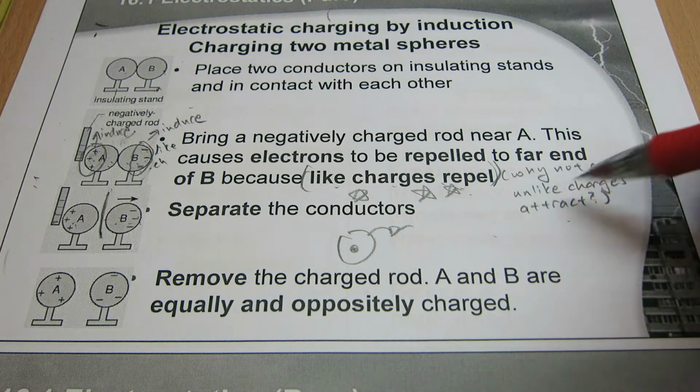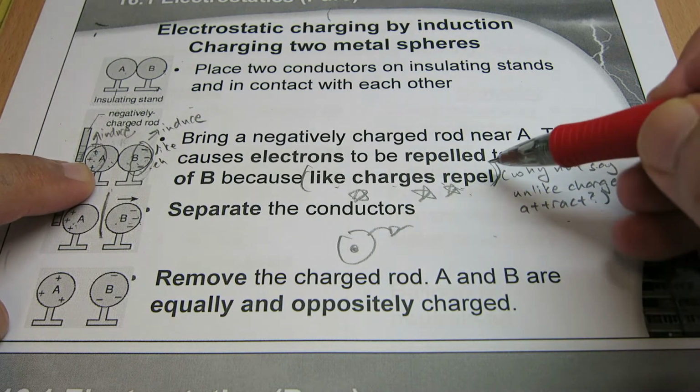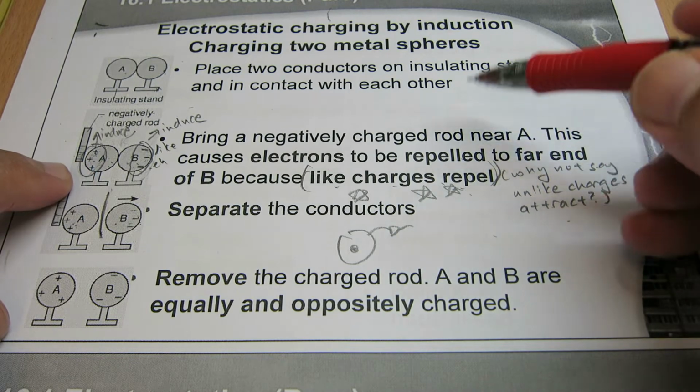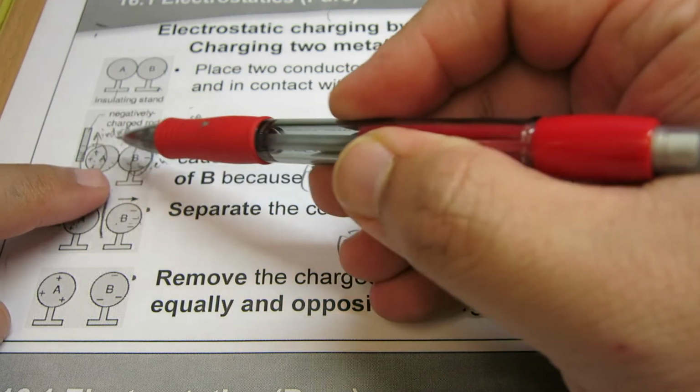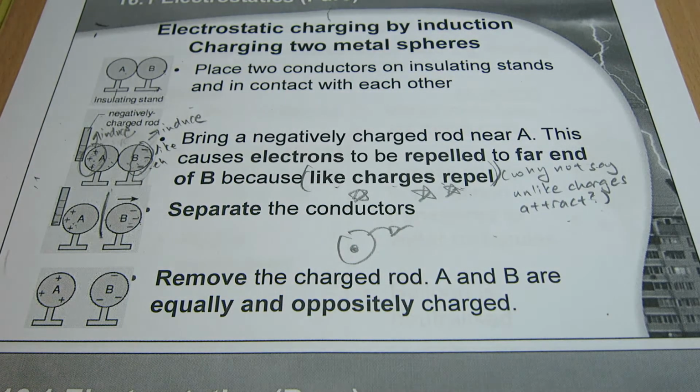Alright, why can I not say unlike charges attract? Because you must remember that the protons don't actually move. So while there is attraction here, the positive charge does not appear because of the attraction between the unlike charges. It appears because there is a lack of electrons, because all the electrons are being moved here. Right, so I'll discuss the charging via a single conductor next.